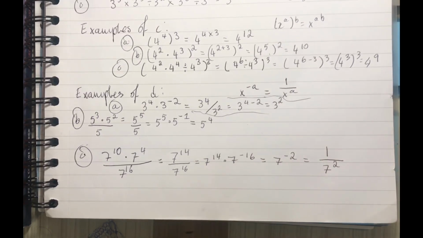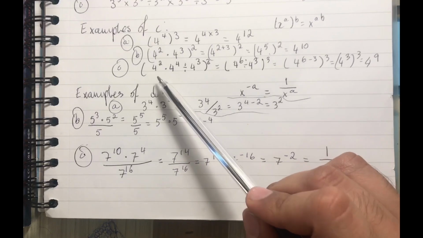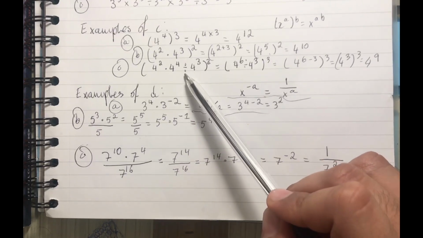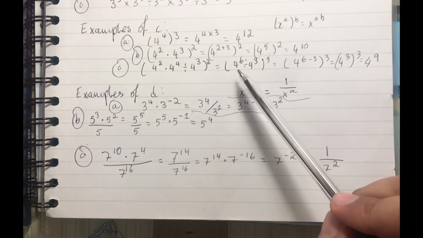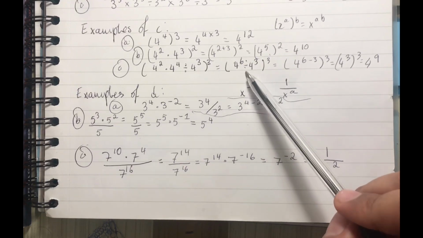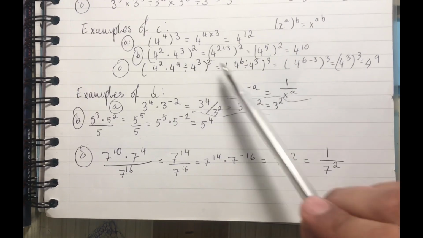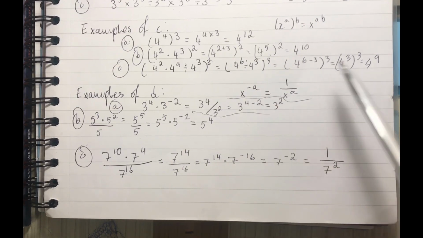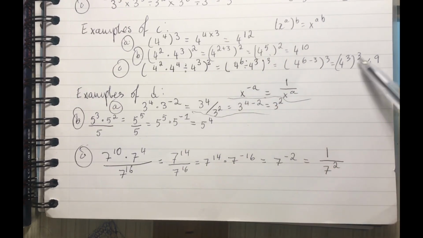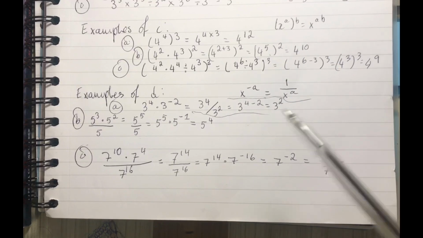For part C, we've got 4 to the 2 times 4 to the 4 divided by 4 to the 3, which is just like 4 to the 6 divided by 4 to the 3, which will end up with 4 to the 6 minus 3. Don't forget the cubed, so you just have to multiply 3 by 3 and you'll end up with 4 to the 9.